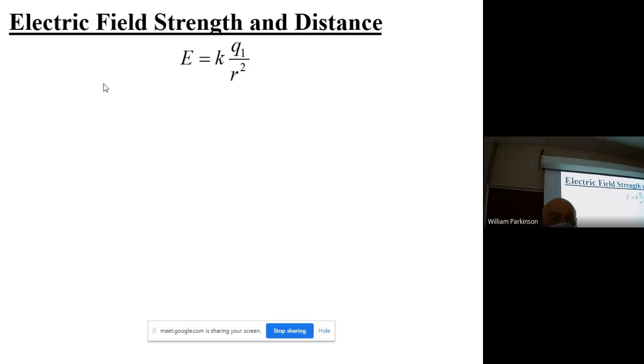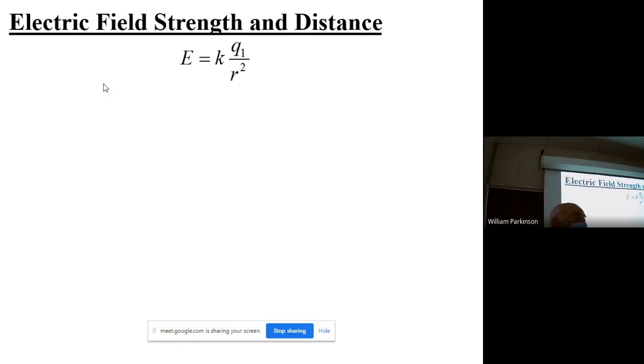Okay, now what happens with distance? Here's the magic formula, but I don't care so much about the formula. I just want you to know the relationship. The distance away from that point charge is the R value, and the strength of the field is the E value. Since R is in the denominator, that means you divide by the distance. You not only divide by the distance, you divide by the distance squared.